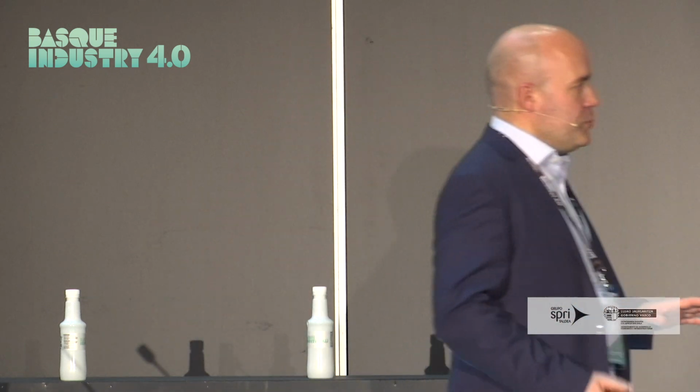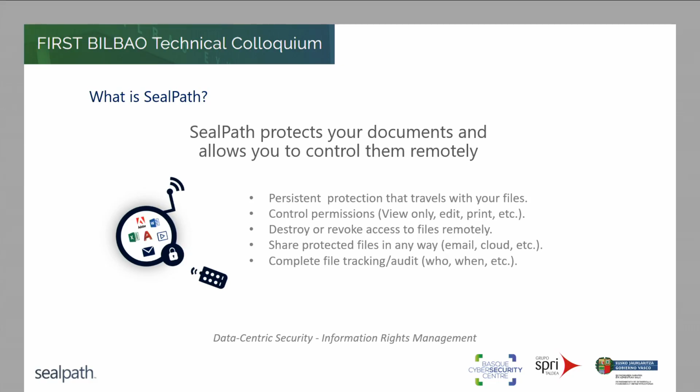It's like when you put a lock and an antenna around a document or a file. The lock makes the file encrypted, and the antenna lets you control what others can do with your files. So you can see if somebody is trying to access it without permission, you can see who is opening the file, you can destroy the documents remotely, these kinds of things.